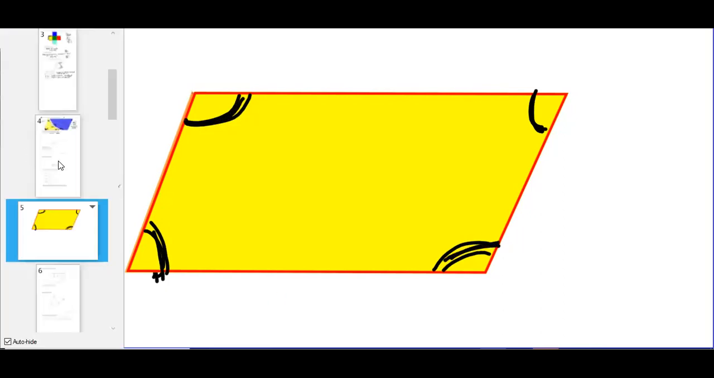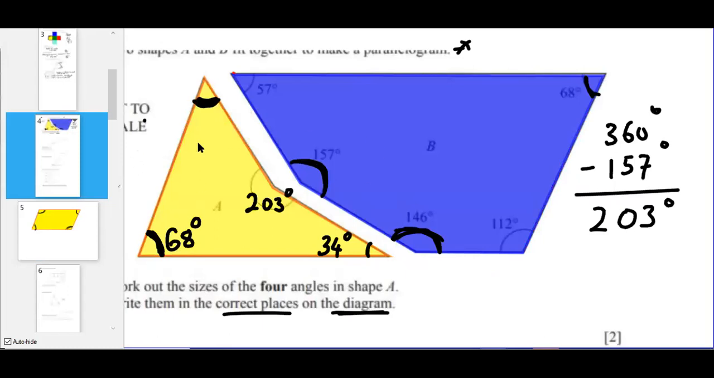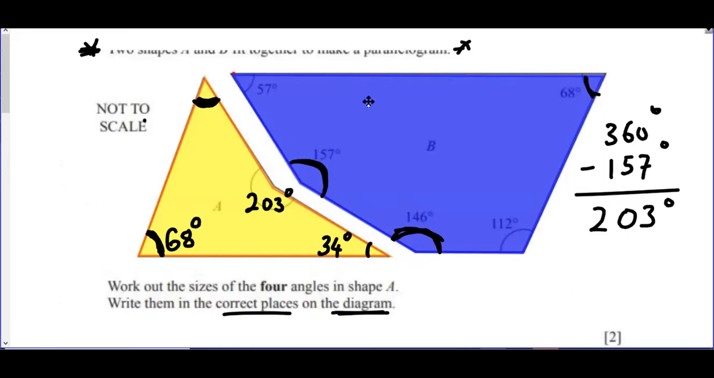Now let me go back to the question. This is the question. The two shapes A and B fit together to make a parallelogram. So once we take this shape and this one and combine them, we have this angle, which is 112. This 112 will be equal to these two angles when you combine them. What I mean to say is that this angle is 112. If you take these two shapes and combine them, you get a parallelogram. So 112 will be equal to 57 plus that angle, which is the missing angle, which you call x.